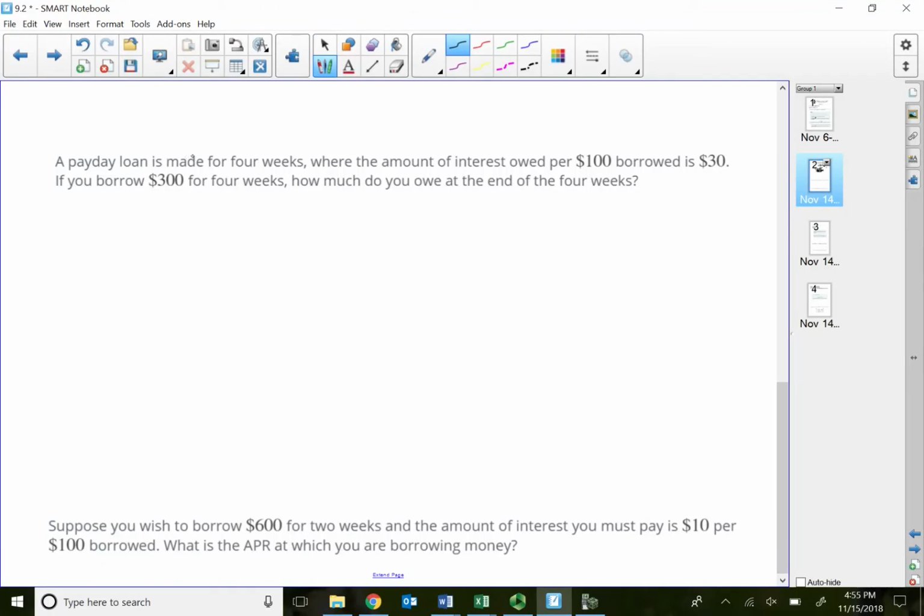A payday loan is made for 4 weeks, where the amount of interest owed per $100 borrowed is $30. So this problem is saying for every $100 I borrow, I gotta pay them the interest of 30. So 30 is basically your interest for every 100 you borrow. So if we borrow $300, how much do you owe at the end of the 4 weeks?